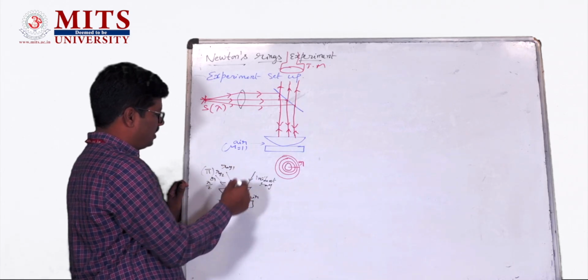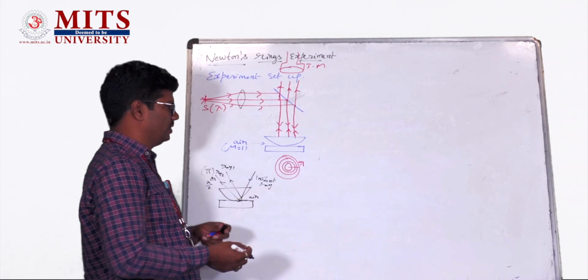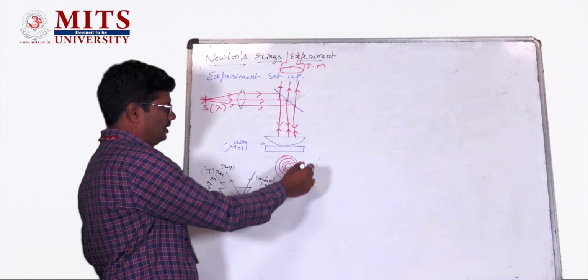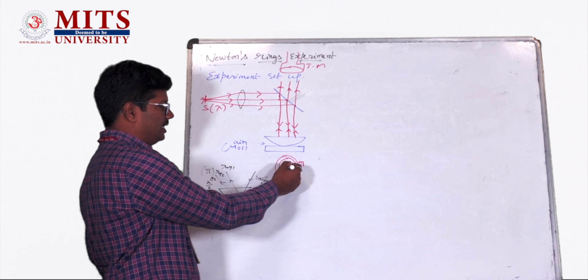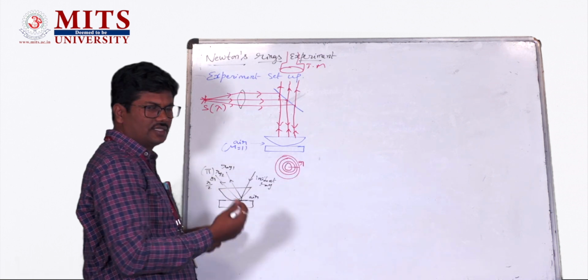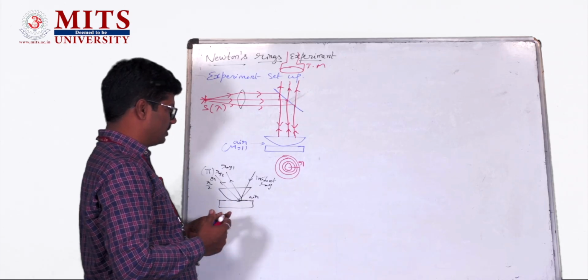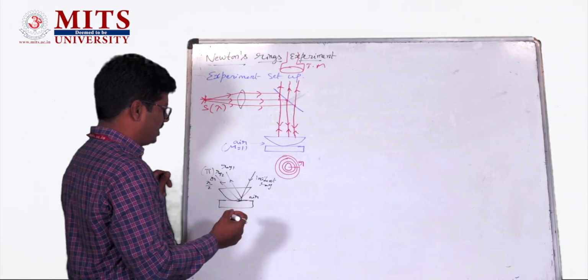This ray 1 and ray 2 will superimpose, which is interference of light. Due to that interference, when the condition for a dark ring is satisfied, it will form a dark ring. When the condition for a bright ring is satisfied, it will form a bright ring. So we'll also see what the conditions are for bright and dark rings.